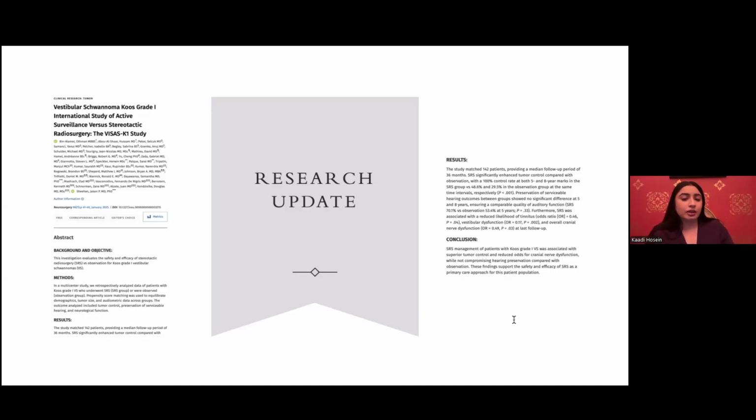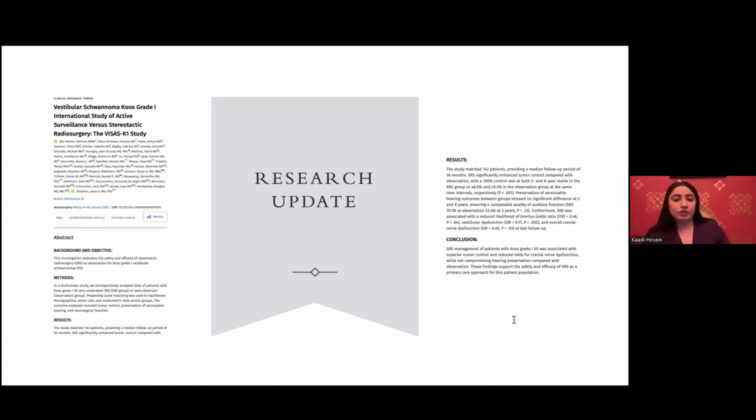36 months. And it showed that SRS significantly enhanced tumor control compared with observation, with 100% control rates at 5 and 8-year marks in the SRS group versus the observation group for the same time intervals. And the p-value was less than 0.001. Preservation of serviceable hearing outcomes between the two groups showed no significant difference at 5 and 8 years, ensuring a comparable quality of auditory function.